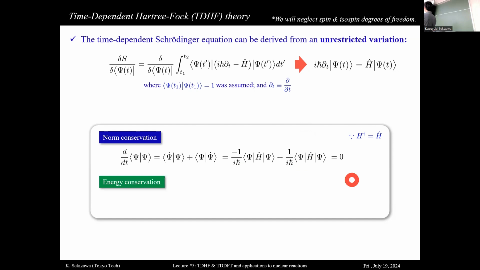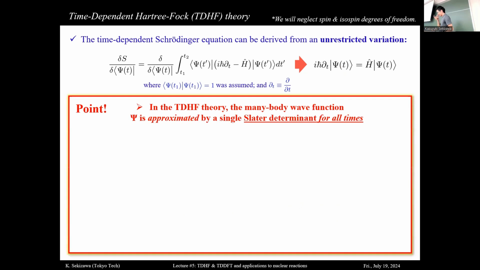And also, we can show that energy is conserved. Similarly, we can take the time derivative of the total energy, and in this case, you can use it in the opposite way. H psi can be replaced with i h-bar psi dot. Then you find that the total energy is conserved. So these are the properties of TDSE, the time-dependent Schrödinger equation.